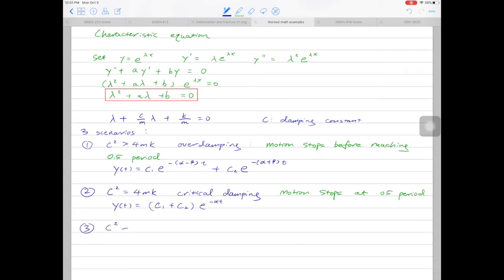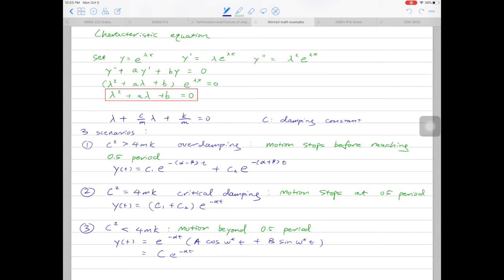In the third case, which is also the most interesting case, when c squared is less than 4mk, we'll have motion beyond half the period. In this case, we'll get oscillation. The mathematical expression that describes the oscillation can be written down as y(t) equals e to the power of minus alpha t multiplied by A cos omega star t plus B sine omega star t.